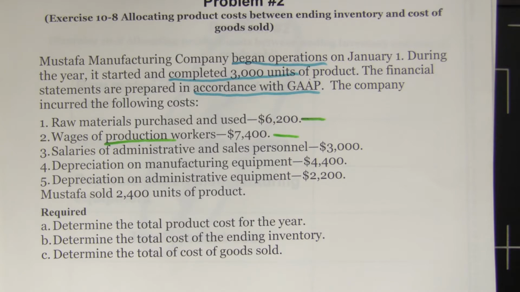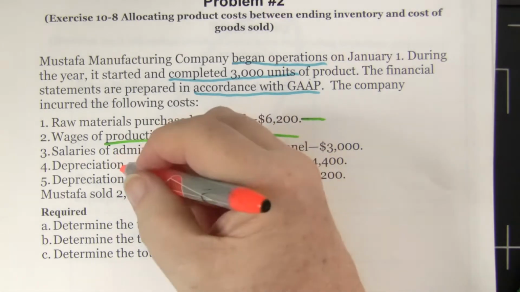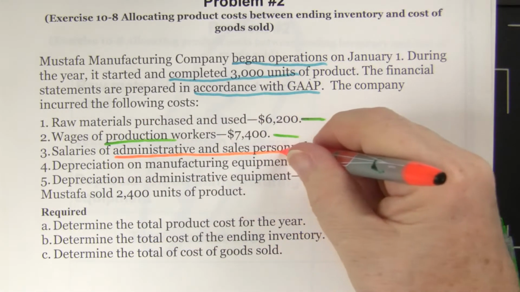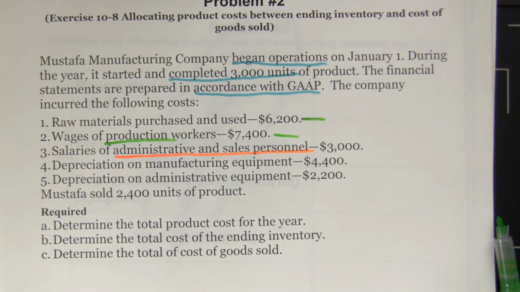Salaries of administrative and sales personnel. Administrative and sales, period cost, not product cost. That goes right to the income statement.